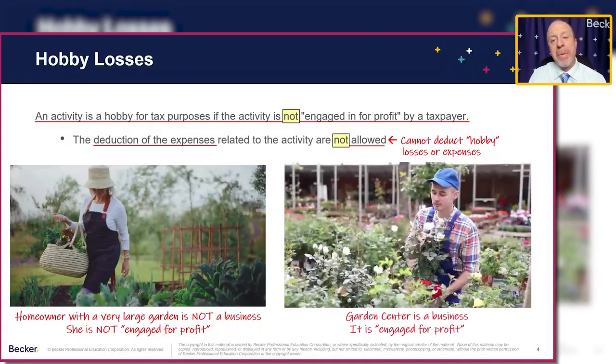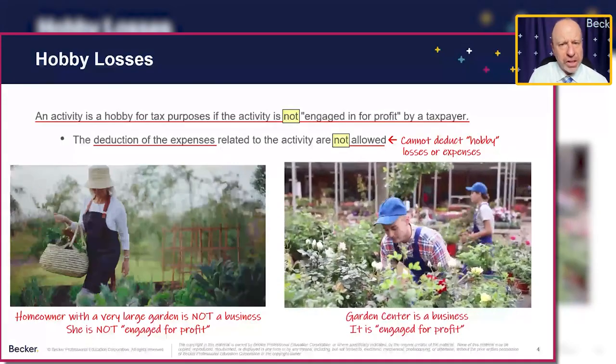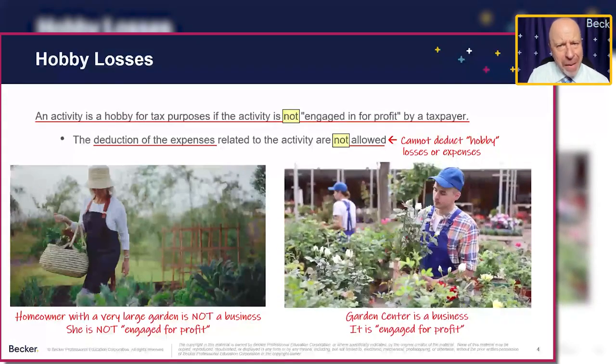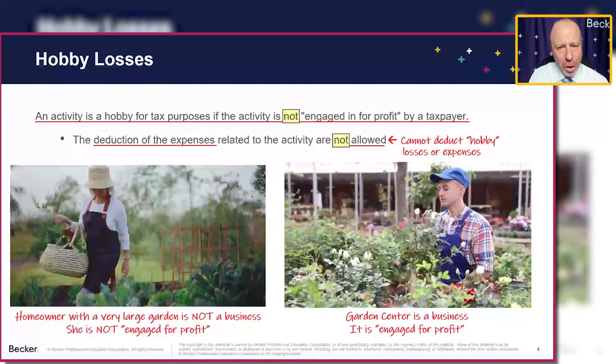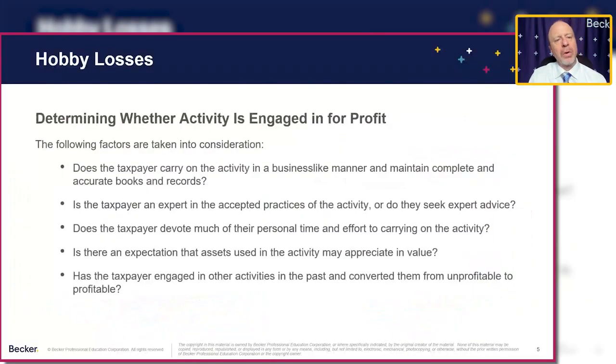But compare that to a big garden center, where they have a big inventory. They have a lot of employees working there, they have an entity formed, and they keep their books. This is a business. So that is engaged for profit and they can deduct their losses and their expenses. So we have to determine whether or not something is considered an activity engaged in for profit. Is it an actual business? There are a lot of factors that we should look at when we're thinking, is it for profit or is it just a hobby?